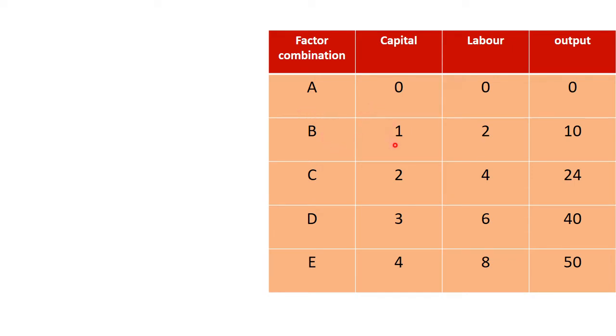So when the producer is using 0 unit of capital and 0 unit of labor, he cannot produce anything. So that is why the output will also remain 0. And let us assume that in combination B, the producer is using one machinery, two laborers, and his production is 10 units. And in combination C, as he increases his capital and labor, his production also increases. So here the relationship between input and output is shown with the help of this simple table.